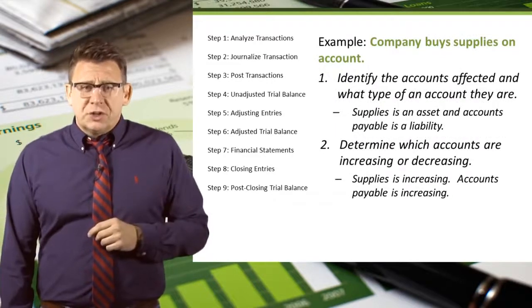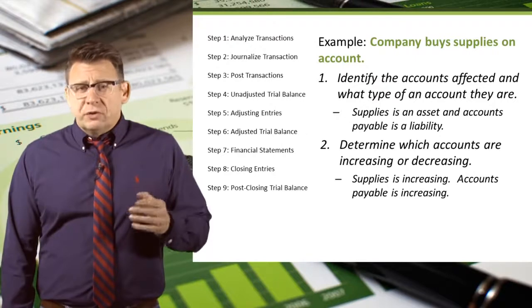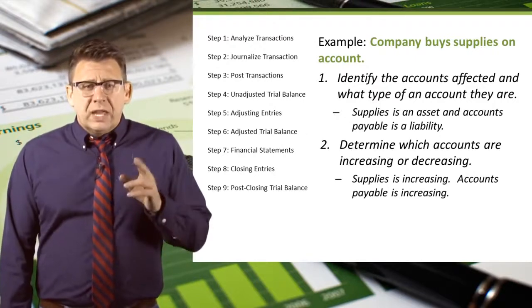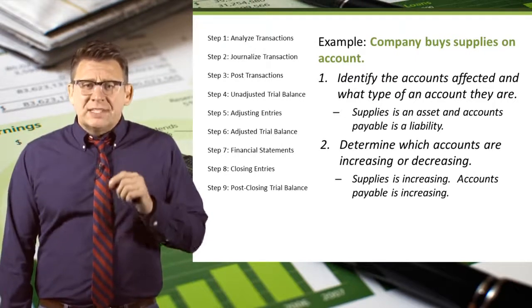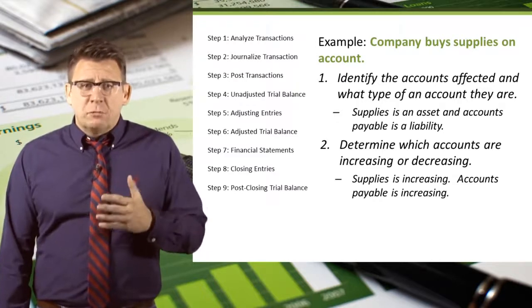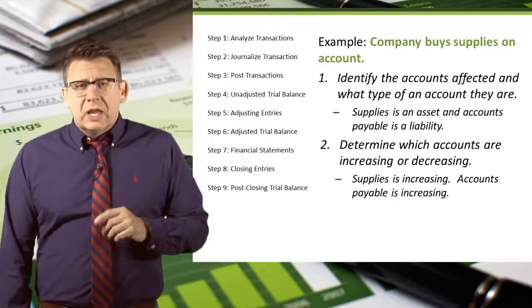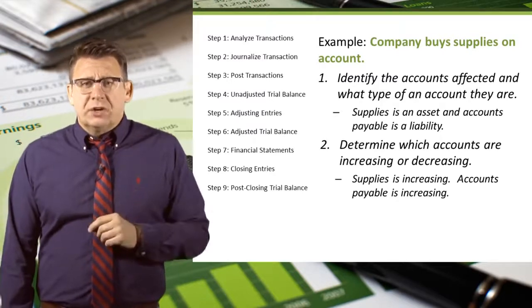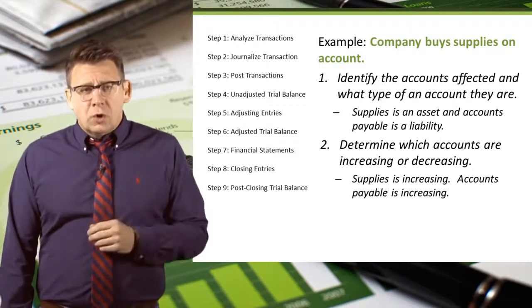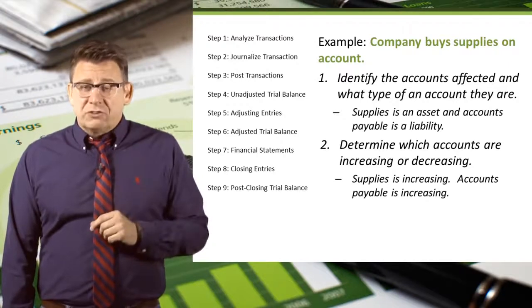Part two is determine which accounts are increasing or decreasing. In this example, supplies is increasing because we have more supplies after this transaction than we had before. Accounts payable is also increasing because we owe more money after this transaction than we did before.